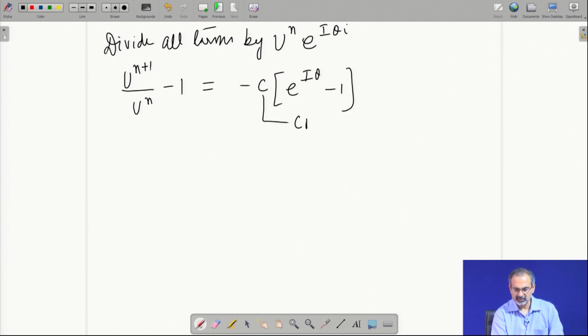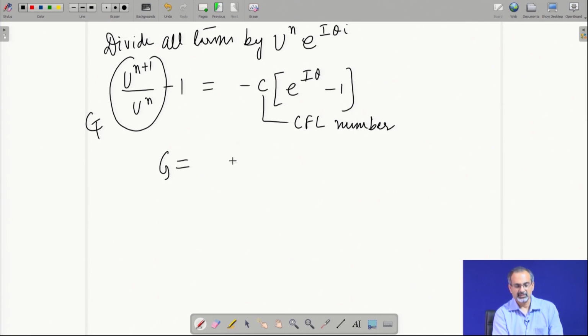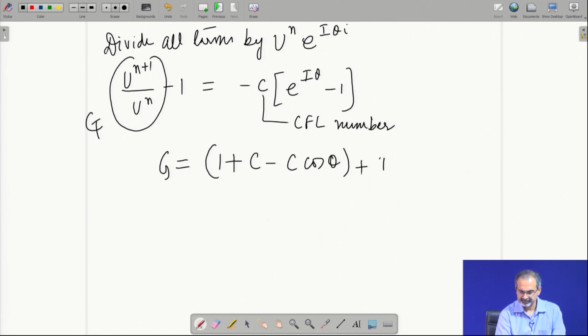So, this is the CFL number that we are talking about, and this is our amplification factor. So, we get an expression for the amplification factor if you rearrange these terms and use the Euler formula for e to the power of I theta. So, finally, you will get an expression which looks like this. So, it is a complex form.